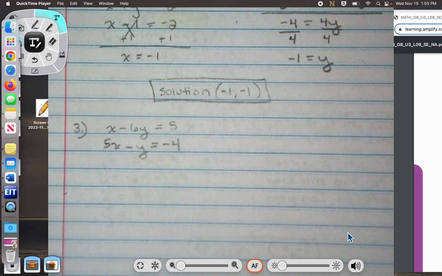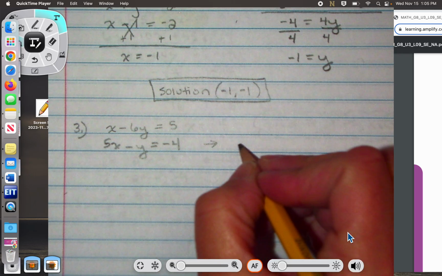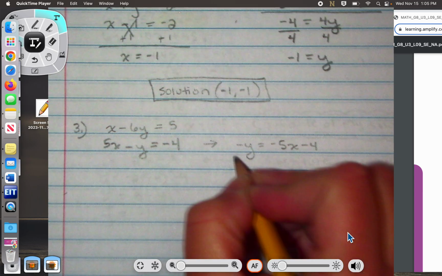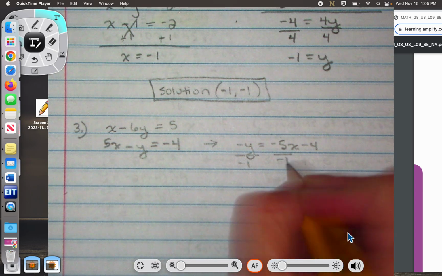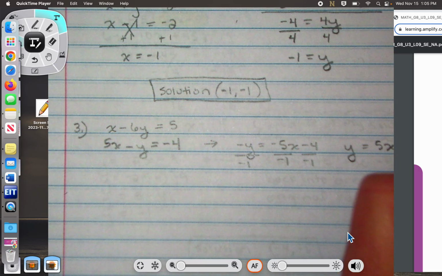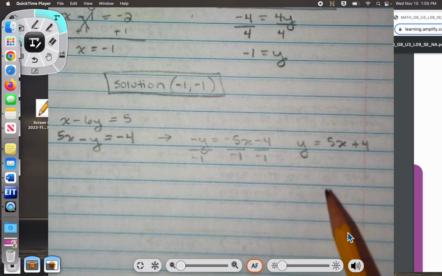Okay, the only trick with that is that when you subtract the 5x over, did you divide everything by -1? You did, okay. So did everyone hear what Stella did? She changed this into y equals -5x minus 4, and divided by -1 for everything. So she had y equals 5x plus 4. So she got this isolated variable.